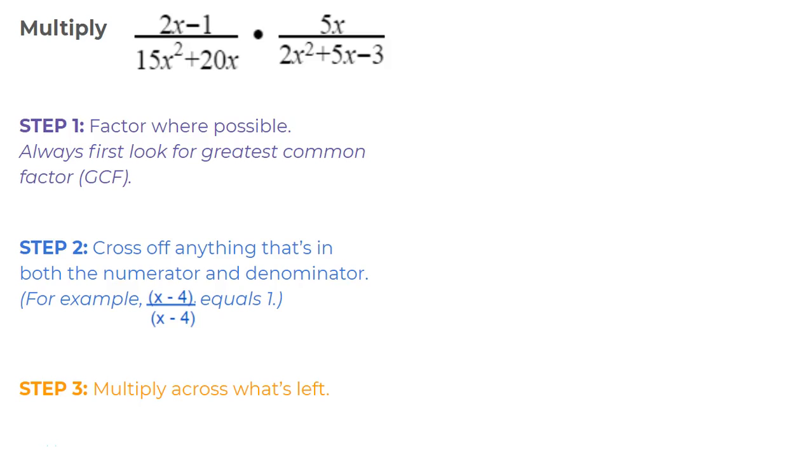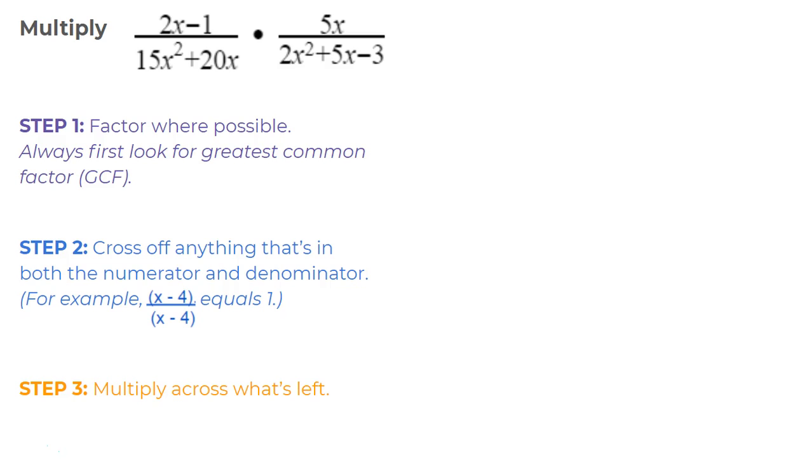Here we're being asked to multiply two rational expressions. Since they're both already fractions, what I want to do first is look at the top and the bottom of each of the fractions, the numerator and the denominator, and see if I can factor it at all. The first thing you look at when you're factoring is to see if there's a greatest common factor, anything that you can divide each of the terms by.